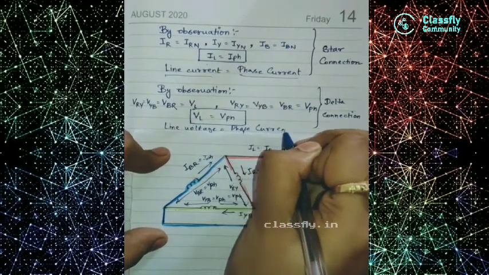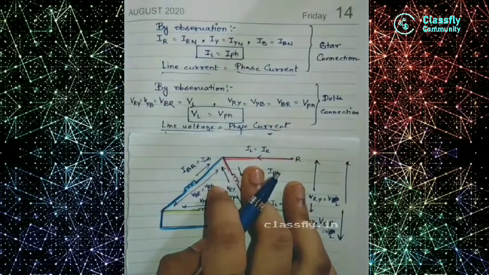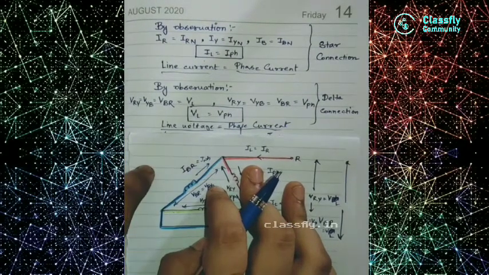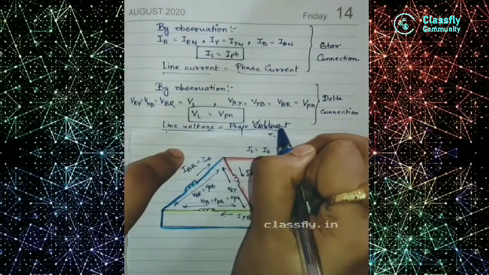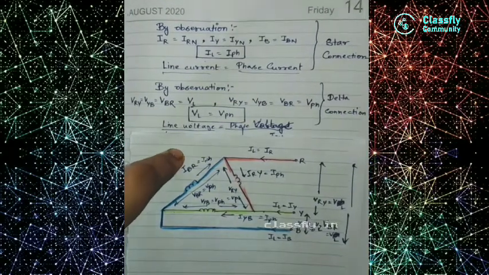That means just the opposite of the star connection. As in the star connection, the line current and phase current are equal, in delta connection it's the opposite. That is, the line voltage and phase voltage will be equal. So I hope you understood till this.